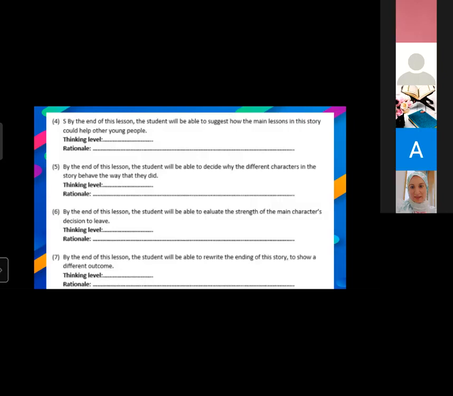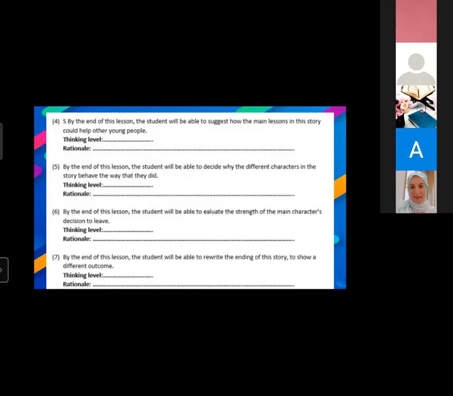Why evaluating? It's how for each character there are different circumstances, different points of view, and they can evaluate why each character behaves the way they do. So we can evaluate their points of view. Yeah, that's it. Because they express or they evaluate how others behave the way they did. So here all your answers are correct.